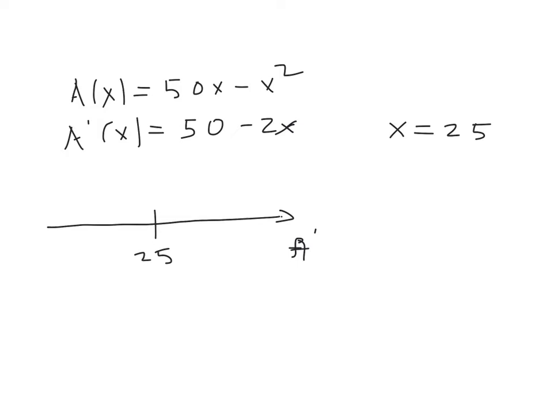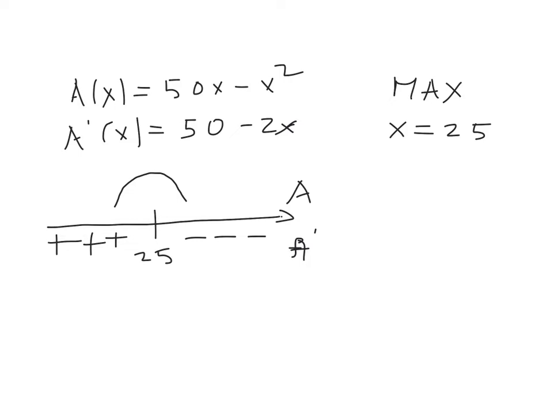If x is bigger than 25, then the derivative, you can pick a test value, like if x is 30, the derivative is going to be negative there. Whereas if x is smaller than 25, say x is 20, then the derivative will be positive there. And so what we wind up with is that the function a increases to the left of 25 and decreases to the right. So we have a max there at x equals 25.